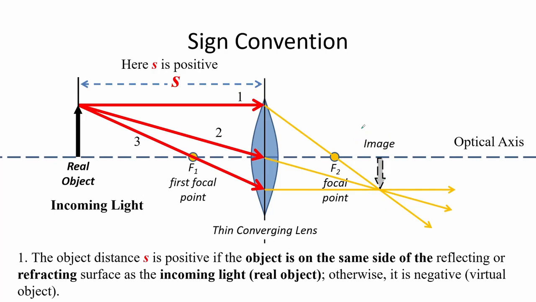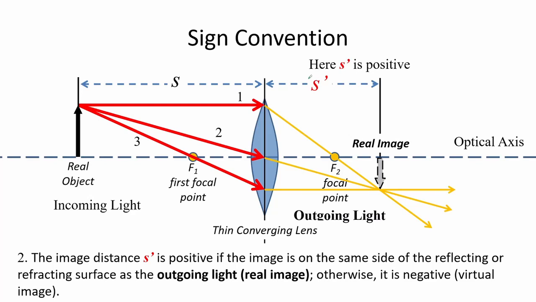Let us look at the sign convention. The distance s is positive here because it is on the same side as the incoming light. The object is considered a real object. The image distance s' here is positive since it is on the same side as the outgoing light. The image is considered a real image and it can be projected onto a screen.